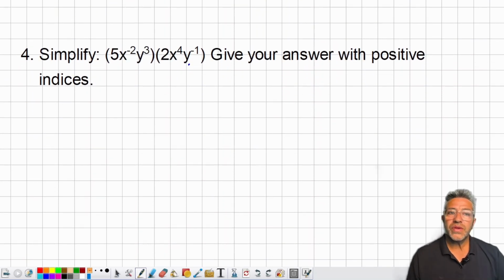Question 4. Simplify 5x to the negative 2, y cubed, all multiplied by 2x to the 4, y to the negative 1. So hopefully this will bring everything together. Let's have a look. 5 times 2 simply gives me 10. X to the negative 2 times x to the 4. When multiplying, we add our powers. Negative 2 add 4 gives me x squared. Y cubed times y to the negative 1. 3 add negative 1 gives me y squared.